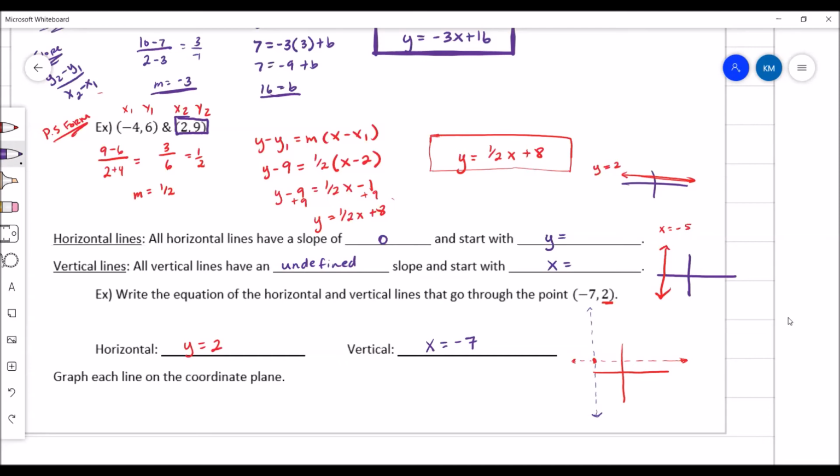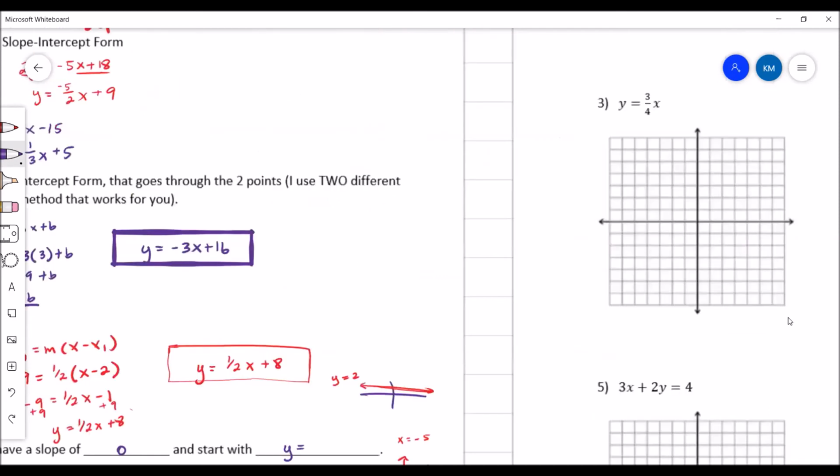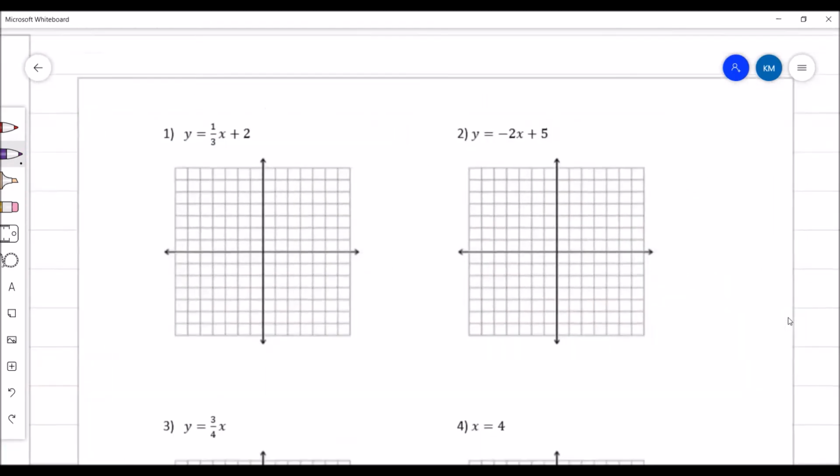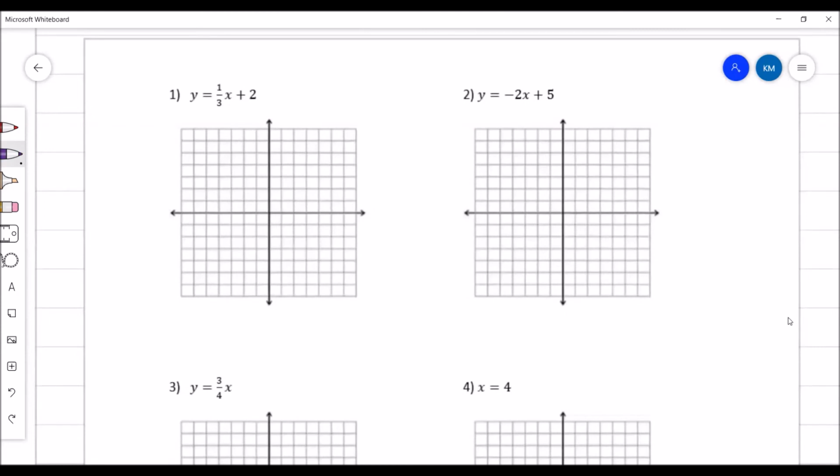On the next page, they're just asking us to graph these different lines, so let's do that. A few of these are given to us in slope-intercept form. Remember, in slope-intercept form, we start with the intercept, so our intercept is 2. It's always on the vertical line here at 2, where we start. Our slope is 1/3. Remember, the slope is rise over run, so it tells us go up 1 because it's positive, and to the right 3, again because that's positive.